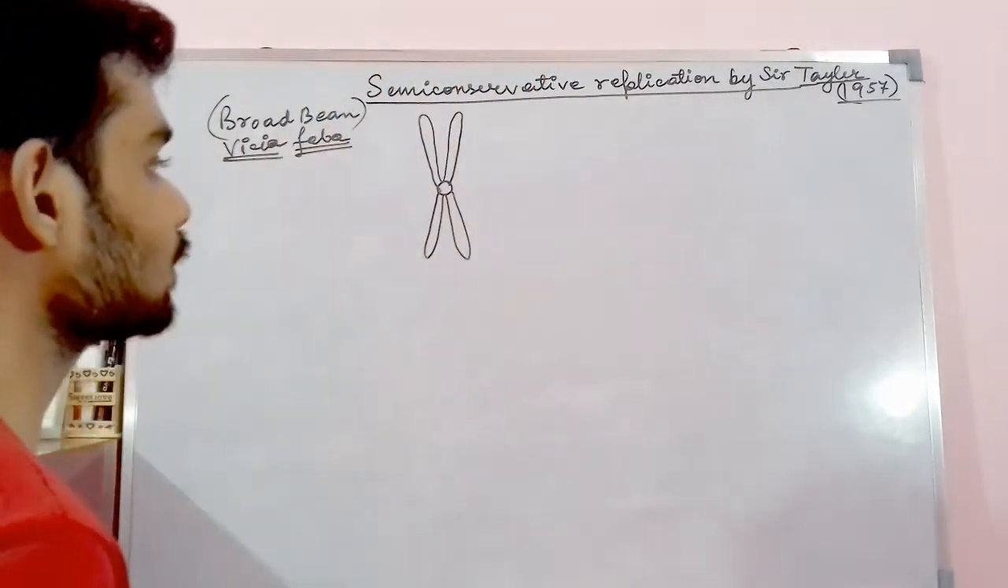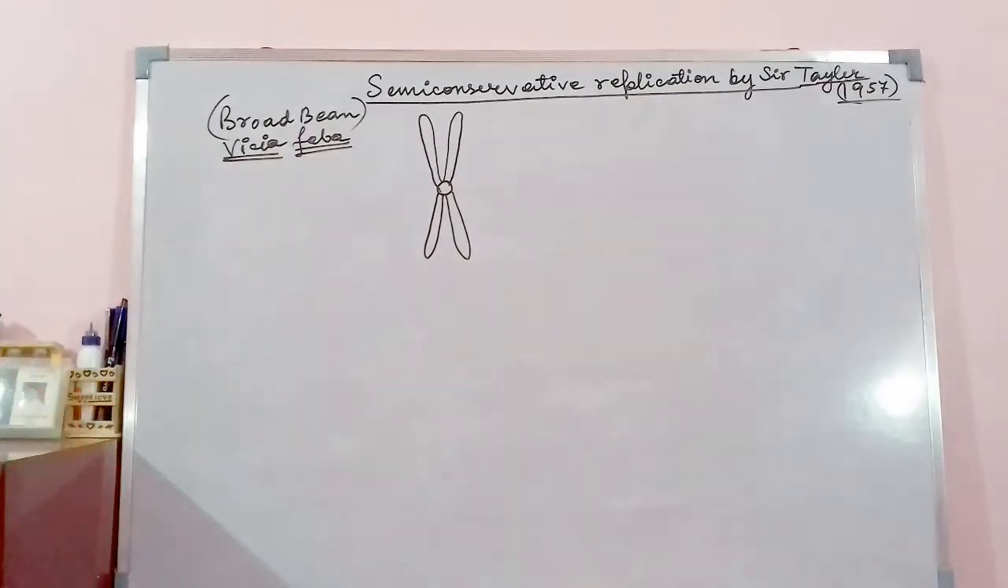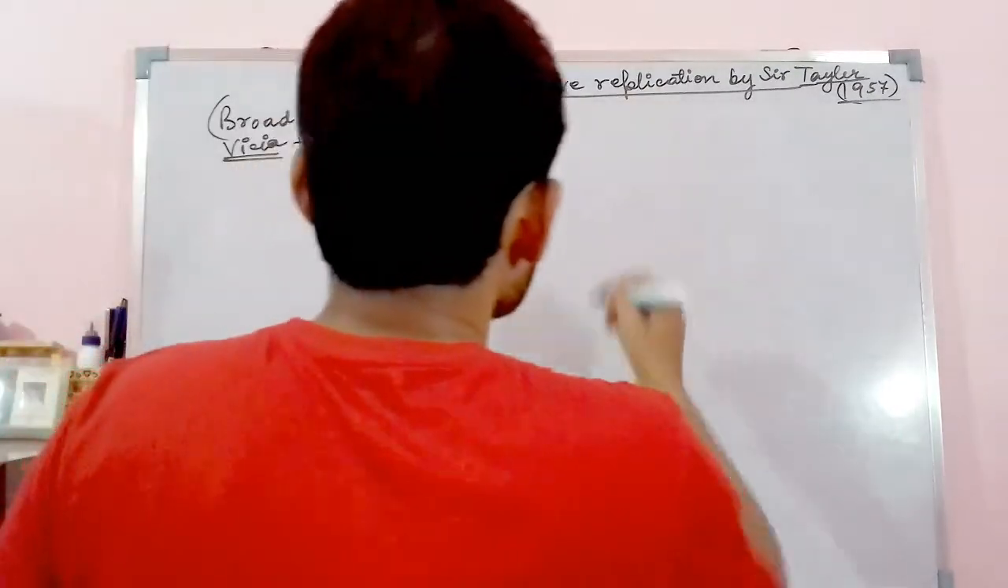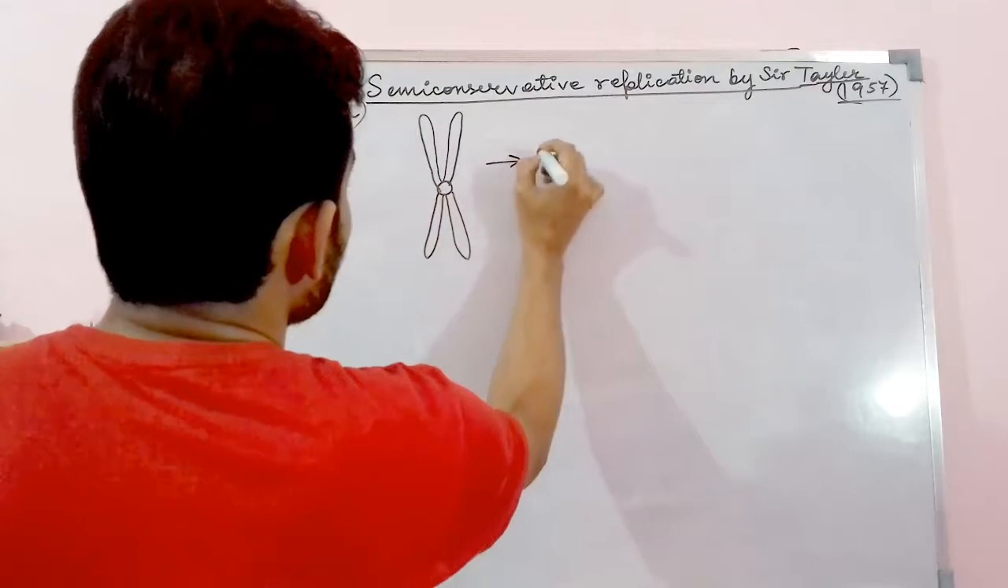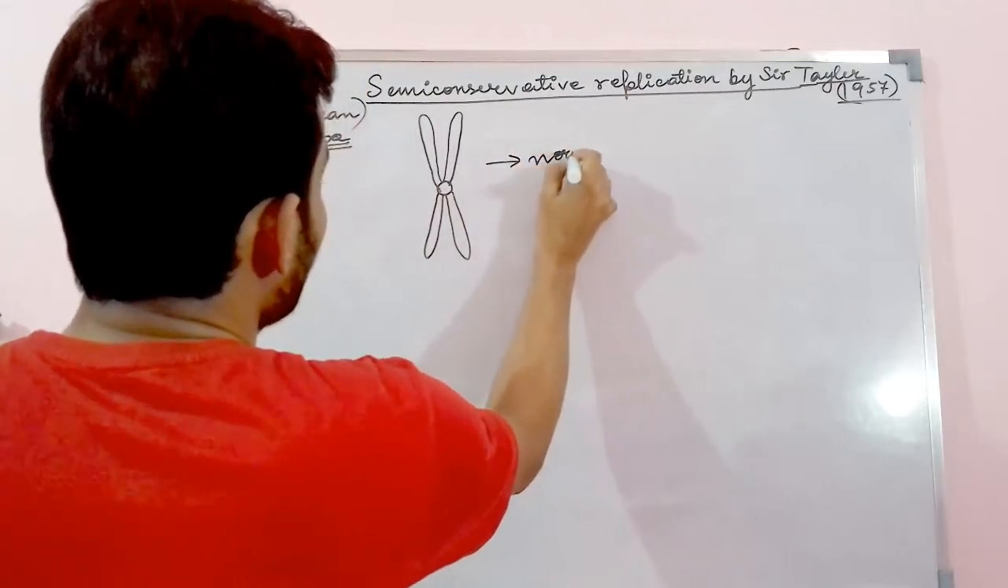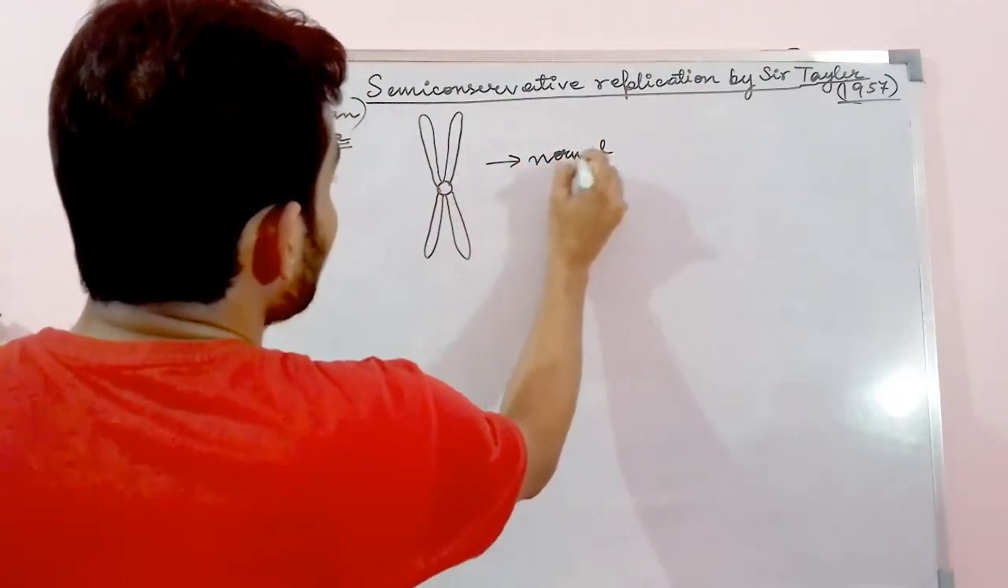Tritiated thymidine is actually a type of isotope, a type of element which is radioactive in nature. Okay, now this one is the normal chromosome.